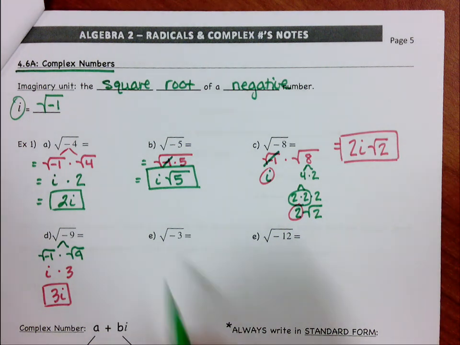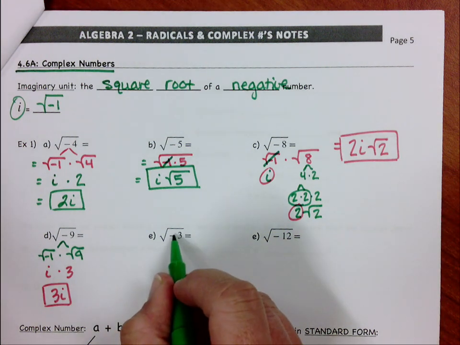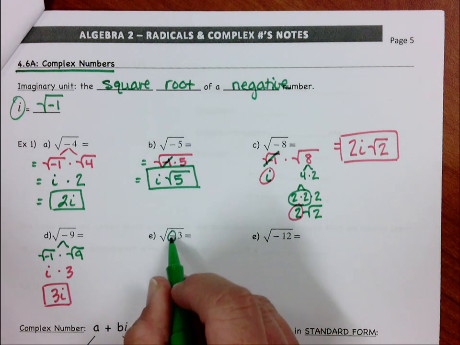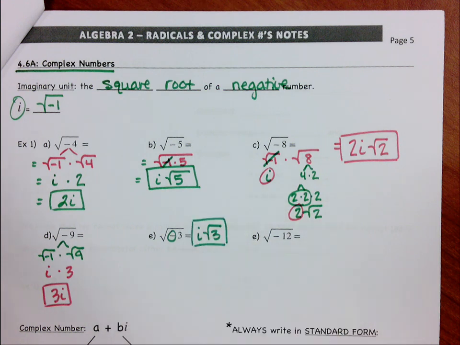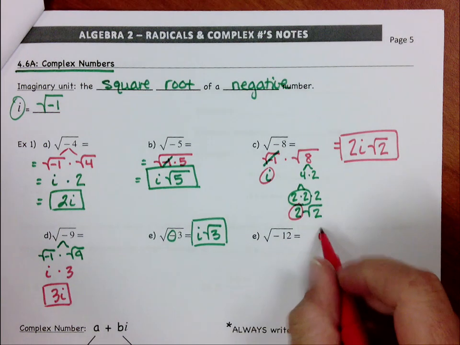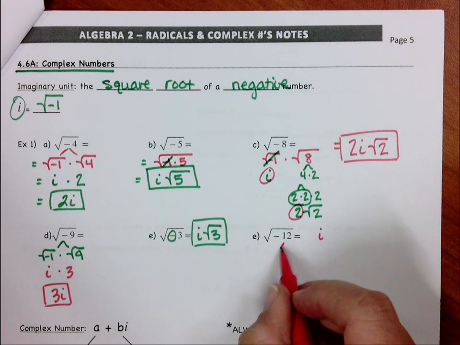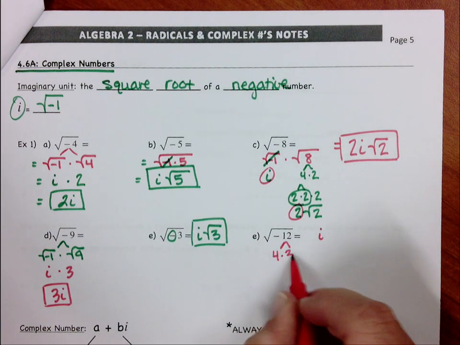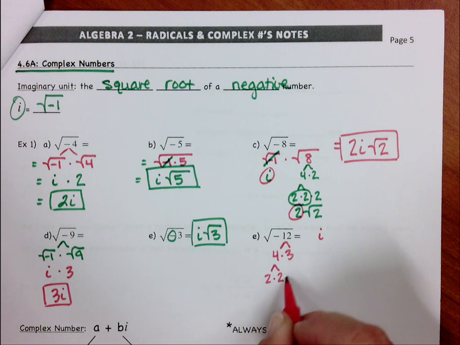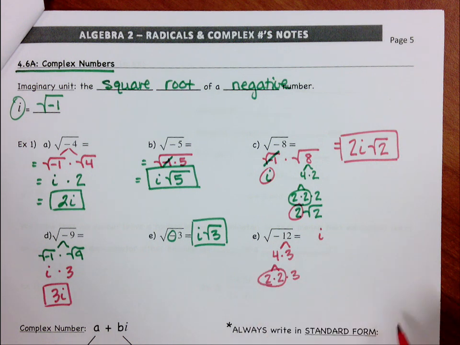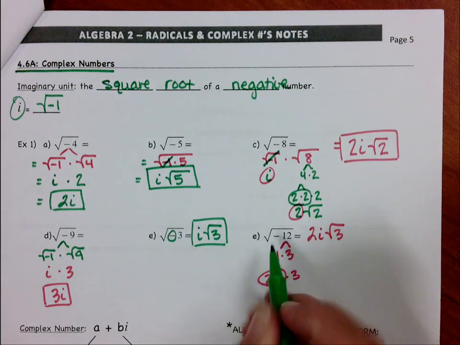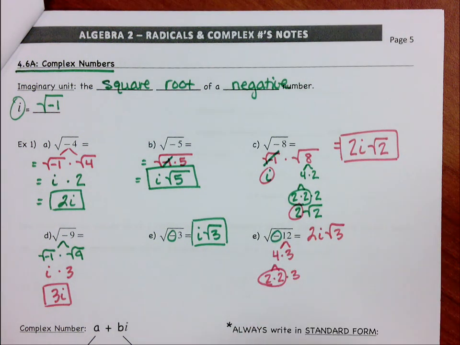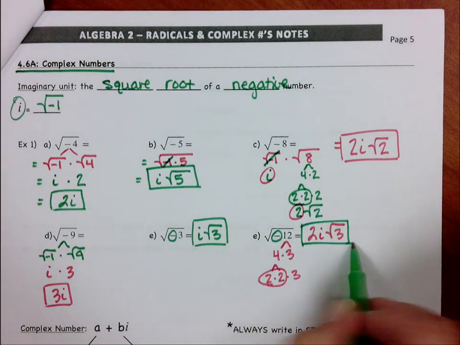Square root of negative 3. 3 doesn't break down, and the negative just comes out as an i. Okay, I have a negative, so I know there's going to be an i, and then we can just break down the 12. 4 times 3, and 2 times 2 times 3. So it's 2i square root of 3. That negative has to be accounted for in the form of the i, the imaginary unit.